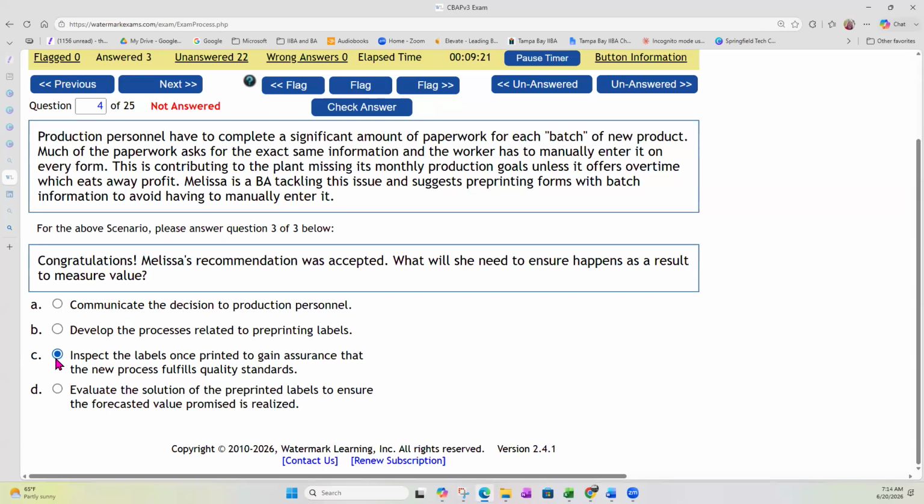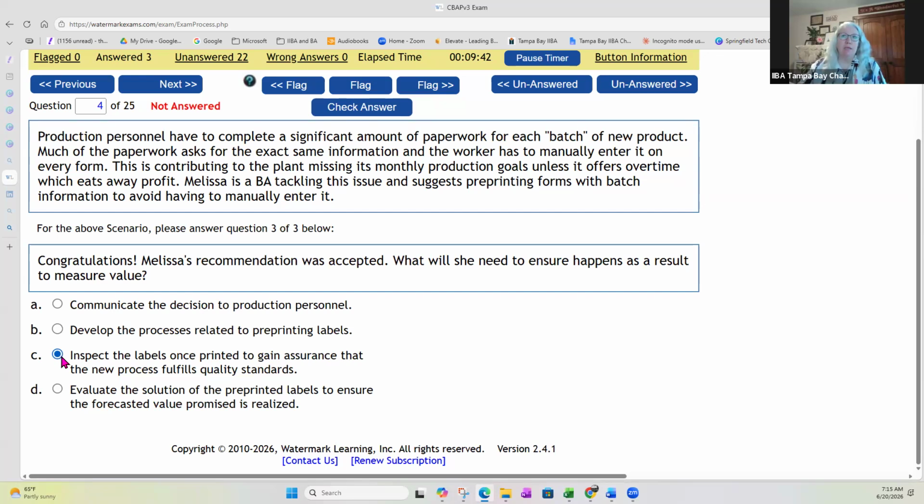Joseph, who is going to print all those labels and how the process will start? That's to check outside of the scope of this question. I agree, as a business analyst, you're going to ask those questions, but that's not what we're asking. After the labels are printed, what does she need to do to measure value? This is the key to this question.